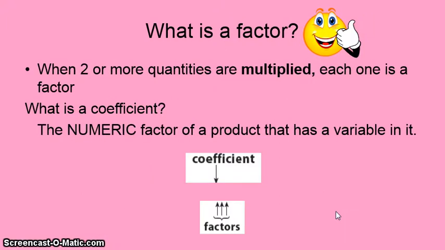Now, what is a factor? When you multiply two or more quantities, each one is a factor. For example, to get 6, we multiply 2 and 3. So 2 and 3 are factors of 6. What is a coefficient? A coefficient is the numeric factor of a product that has a variable in it. So it's the number that is being multiplied by one or more variables.